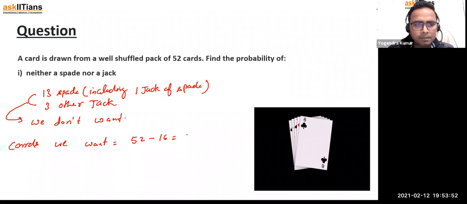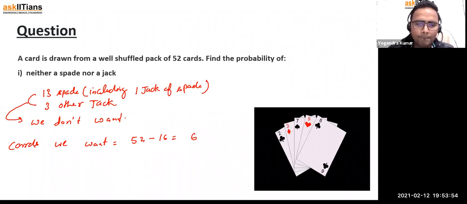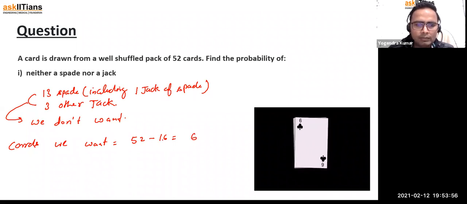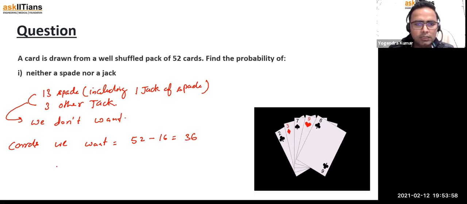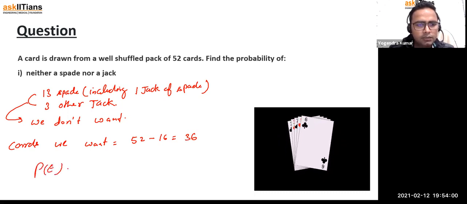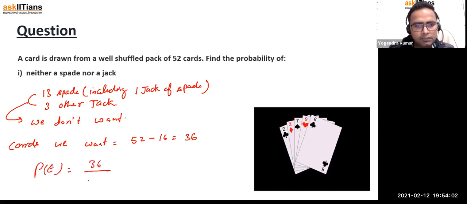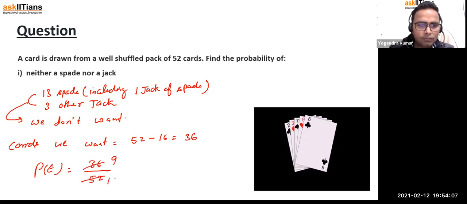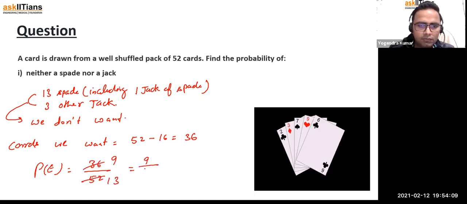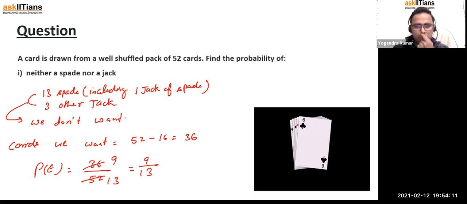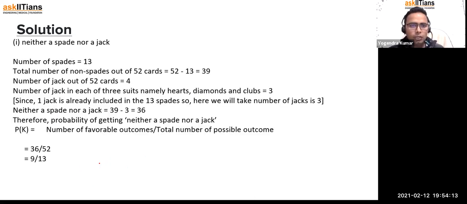So what are we getting? 36. So probability is what? 36 divided by 52. So 4 nines are 36 and 4 thirteens are 52. So 9 divided by 13 should be our answer. I hope you got it right. So we can do this way.